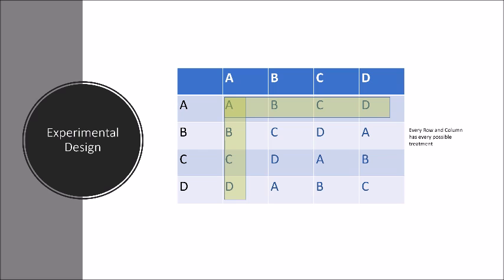Moving to the next slide, you can see in the chart we have expanded to four different variables, A, B, C, and D. You can see that in every column and every row, there is an equal amount of treatments. So, as highlighted, the first column has an A treatment, a B treatment, a C treatment, and a D treatment. And the same can be said for the first row. This same concept applies to every row and column throughout the table.